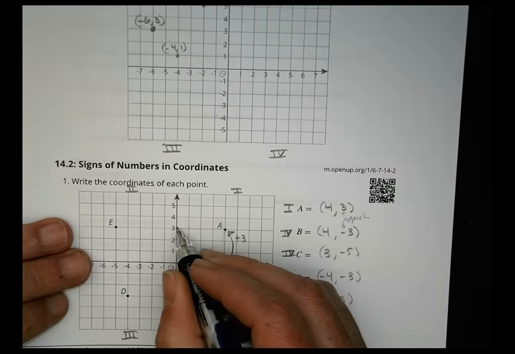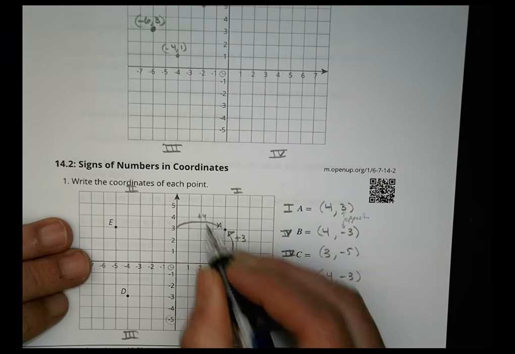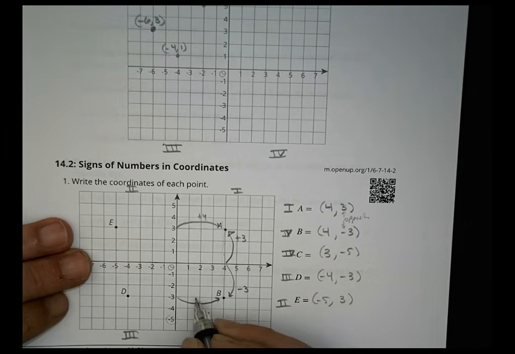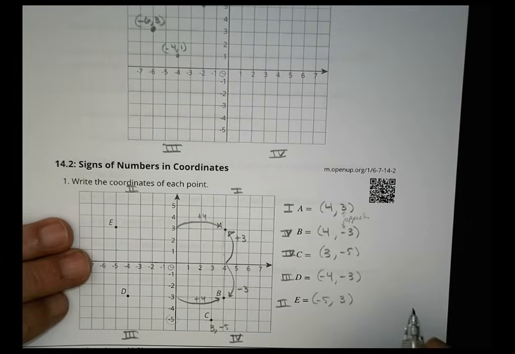And again here, we're going that way, +4, and this one we're going this way, +4. That's just comparing A and B, okay?